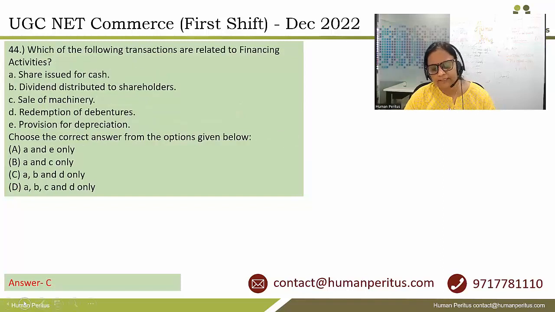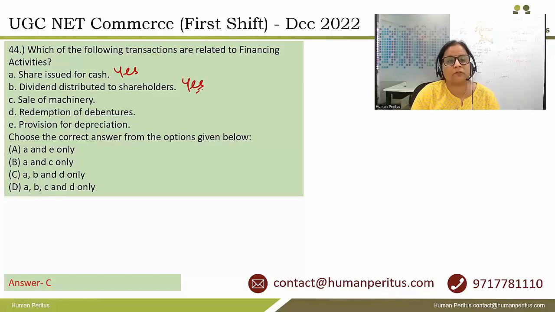Okay, which of the following transactions are related to financing activities? So financing activities basically reflect the long-term funding, right? So shares issued for cash, yes. Dividend distributed to shareholders, yes. Sale of machinery, this is no. Why? Because it comes into investment kind of transaction.